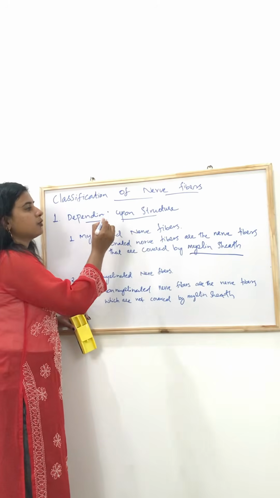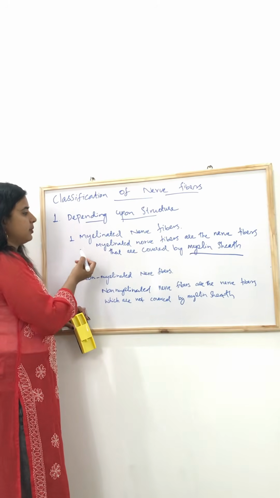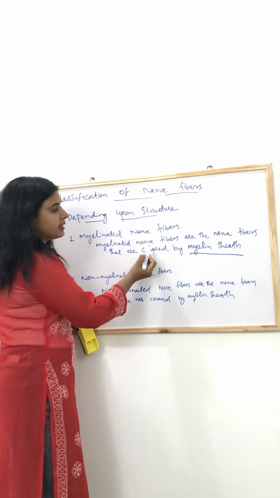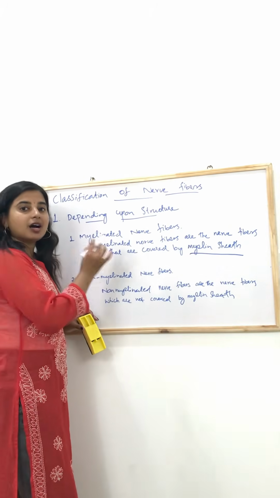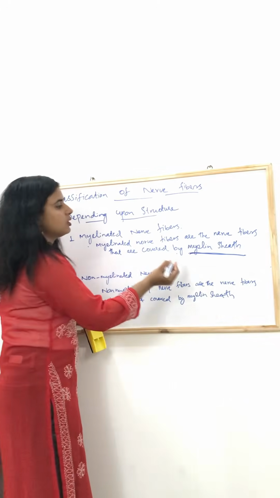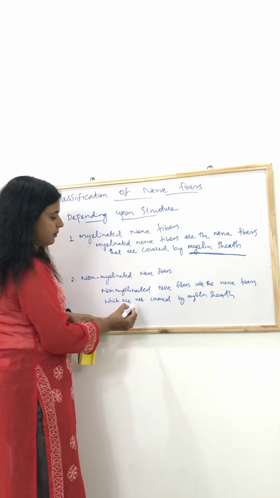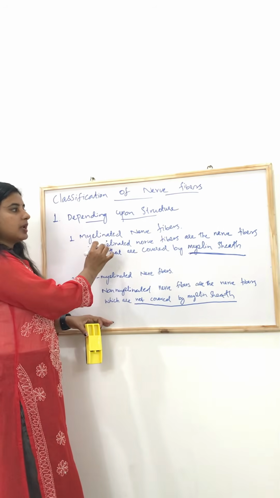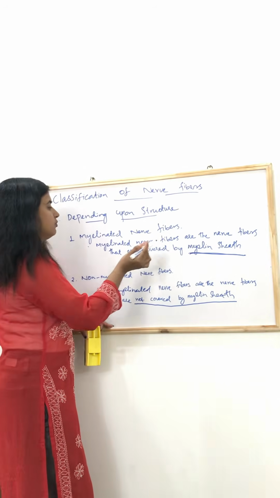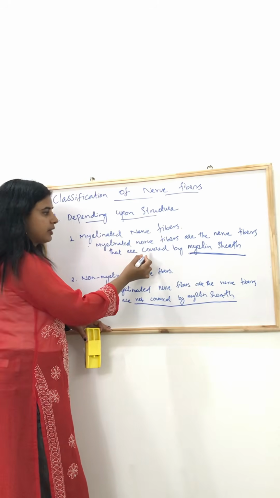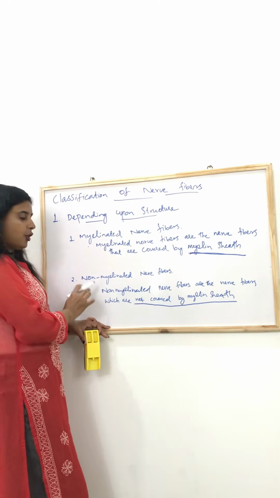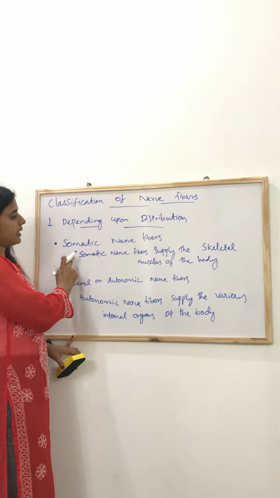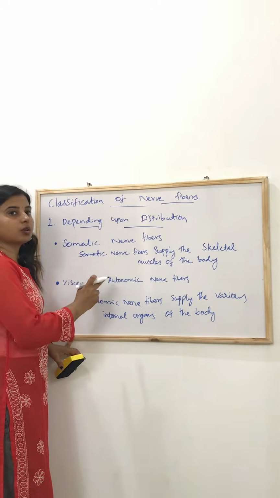First one is depending upon the structure. We have two nerve fibers, myelinated nerve fibers and non-myelinated nerve fibers. Myelinated nerve fibers are the nerve fibers which are covered by the myelin sheath. So the non-myelinated nerve fibers will be the nerve fibers which are not covered by the myelin sheath. So depending upon structure, that which is covered by myelin sheath is called myelinated fibers, and that which is not covered is called non-myelinated nerve fibers.